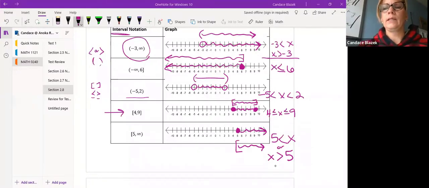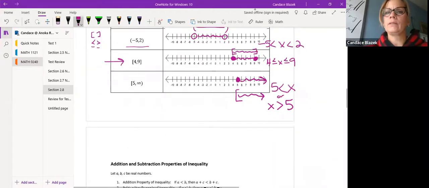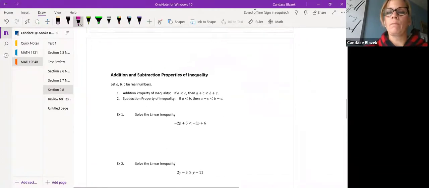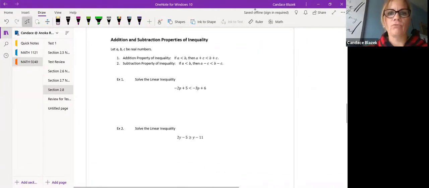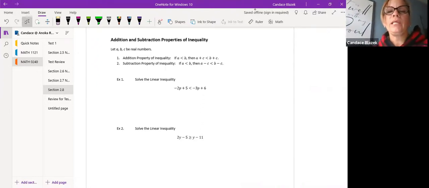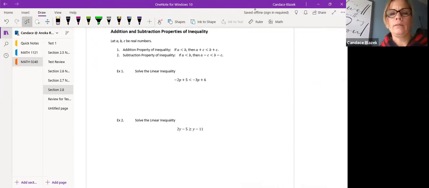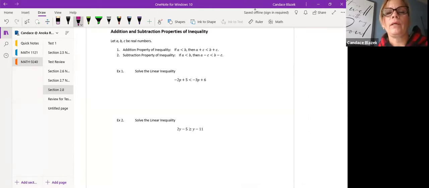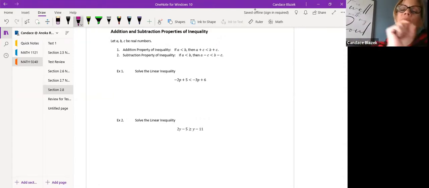is we can have linear inequalities in one variable, and we can solve them and we can write the answer. So with the addition and subtraction properties of inequality, notice this. So we're going to say let A, B, and C be real numbers. Okay, they're actual numbers. With the addition property of inequality, if A is less than B, then A plus C is less than B plus C. Now this property is similar to the addition property of equality, but it's the addition property of inequality.